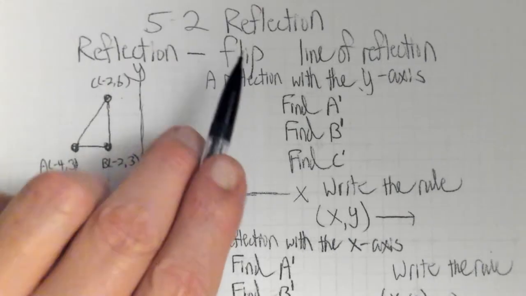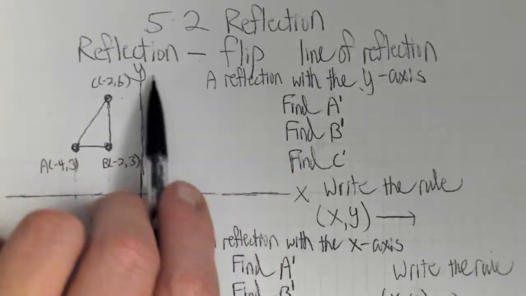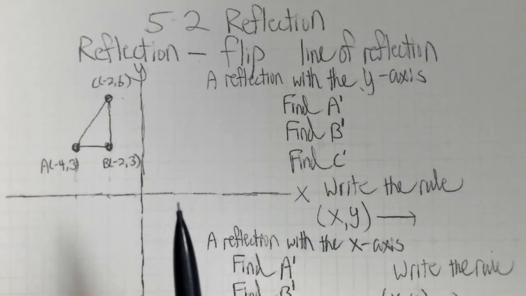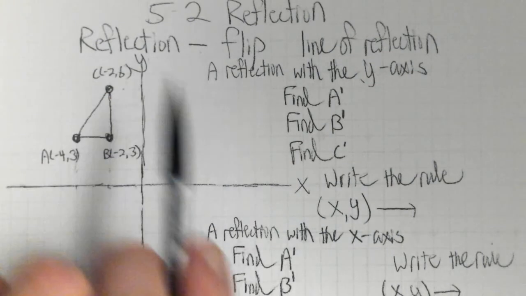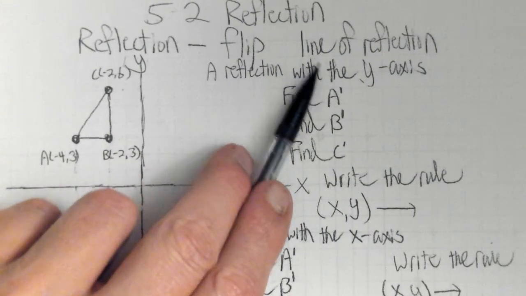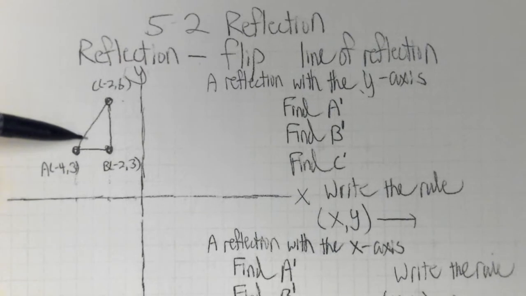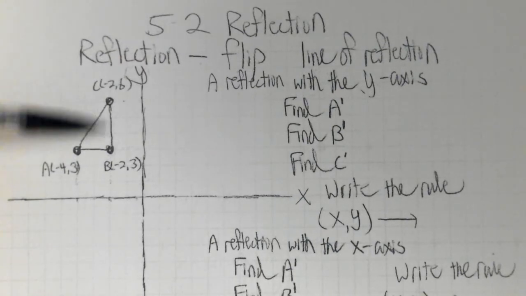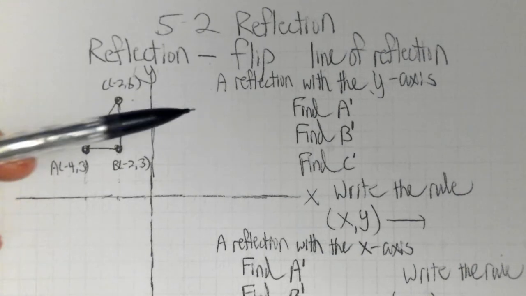To do a reflection, you have to know the line of reflection. Just like in the last section, to do a translation, you had to know the direction and the magnitude. Well, to do a reflection, you need to know where the line of reflection is. Let's say we've got our triangle here labeled with all the coordinates of the points. Let's say I want to do a reflection with the y-axis.